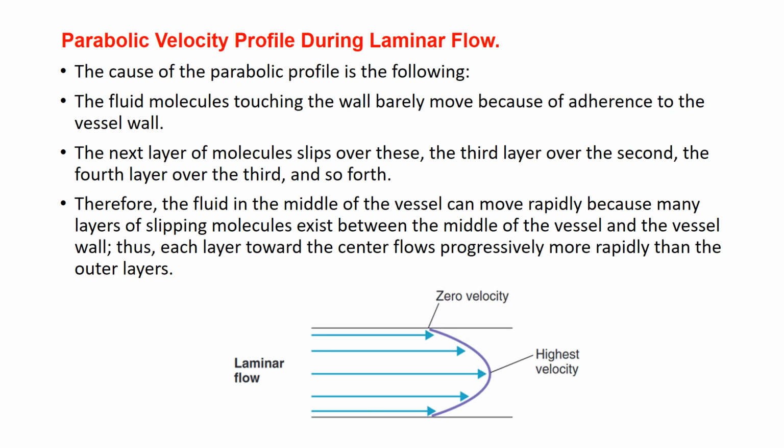The cause of the parabolic profile is the following. The fluid molecules touching the wall barely move because of adherence to the vessel wall. The next layer of molecules slips over these, the third layer over the second, the fourth layer over the third, and so forth. Therefore, the fluid in the middle of the vessel can move rapidly because many layers of slipping molecules exist between the middle of the vessel and the vessel wall. Thus, each layer toward the center flows progressively more rapidly than the outer layers.